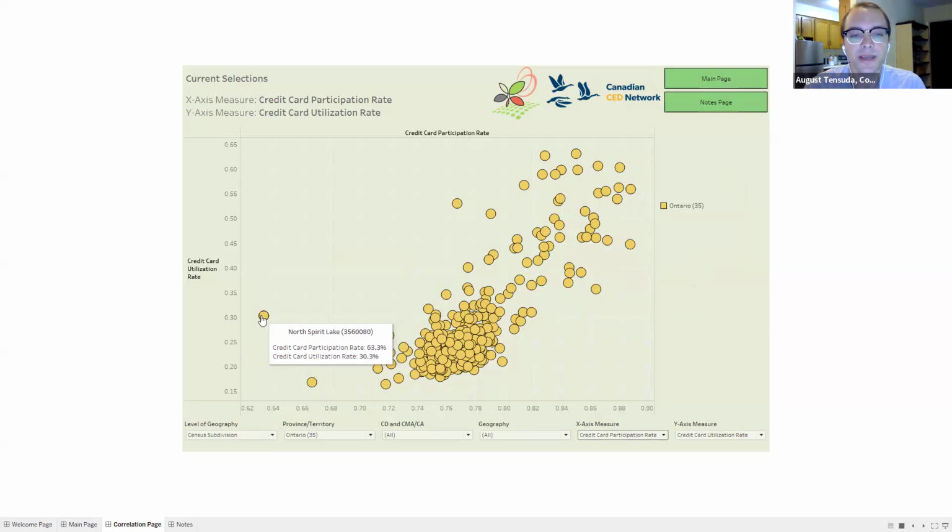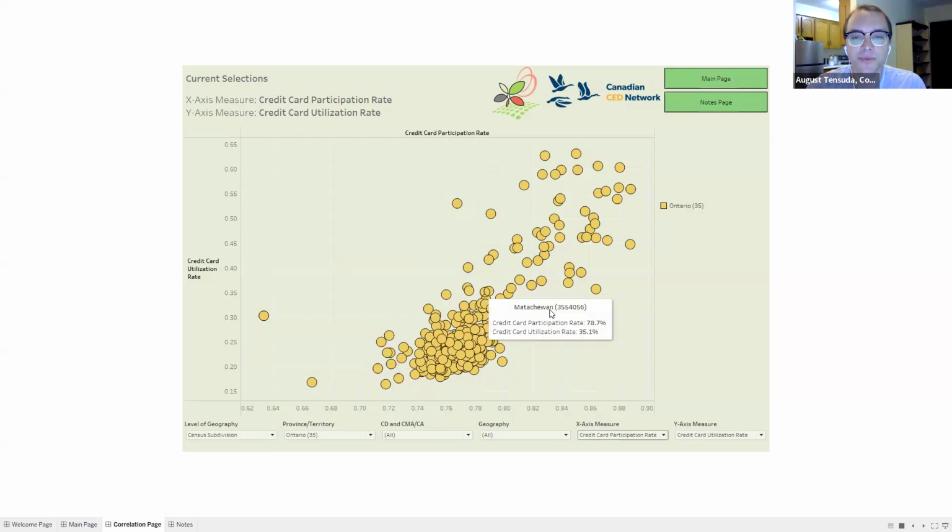So their participation rate is not very high, but their utilization rate, sorry, let me start over again on that. Their utilization rate, so they're the farthest left here. Their credit participation rate is the lowest, but their utilization rate is quite a bit higher than all these other dots, right? So even though they have a low credit participation rate, they have a comparatively high utilization rate, is what that's saying.